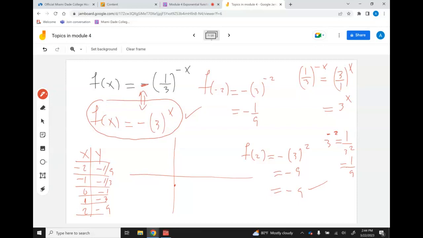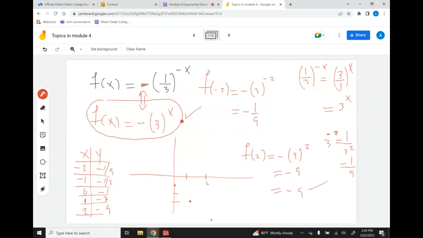0, -1. What about when it's 1? Let's do this one. 1, and then 2. When it's 1, you get -3. Ooh, -3. So this is -1, -2, -3. When it's 2, you end up all the way down. I cannot even graph it because it's all the way down to -9. It's out of my screen, okay? But get the idea that it's somewhere there.